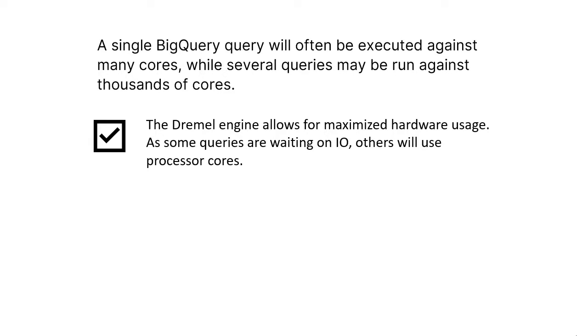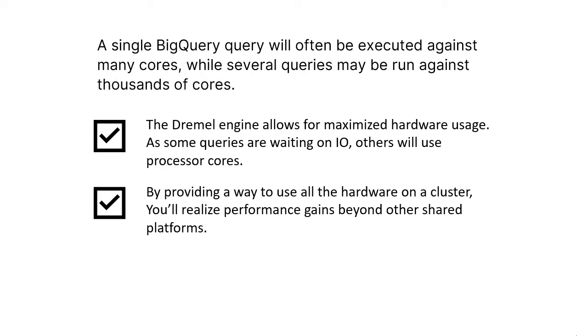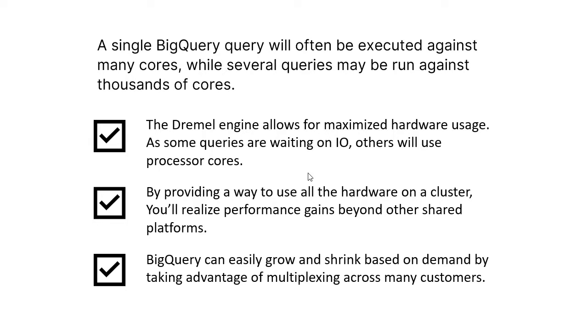BigQuery is architected on a different paradigm. A single query in BigQuery might run on thousands of cores in parallel. If you run the same four queries discussed above, those queries on BigQuery might run on thousands of cores. The Dremel engine can pipeline queries so that when some queries are waiting on I/O, others will use available cores. With BigQuery, allowing your queries to run on all the hardware on a cluster maximizes performance significantly compared to the traditional query core approach.